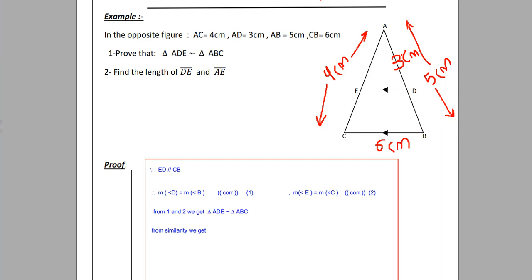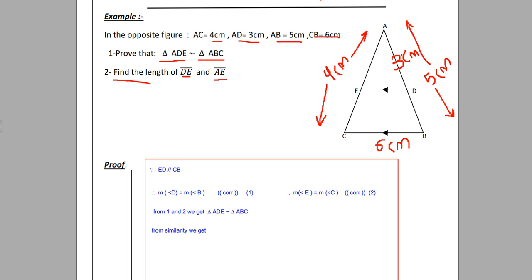So let's start example number 1 together. In the opposite figure, AC equals 4 centimeters, AD equals 3, AB equals 5, CB equals 6. Prove that the triangle ADE is similar to the triangle ABC, and find the length of DE and AE.